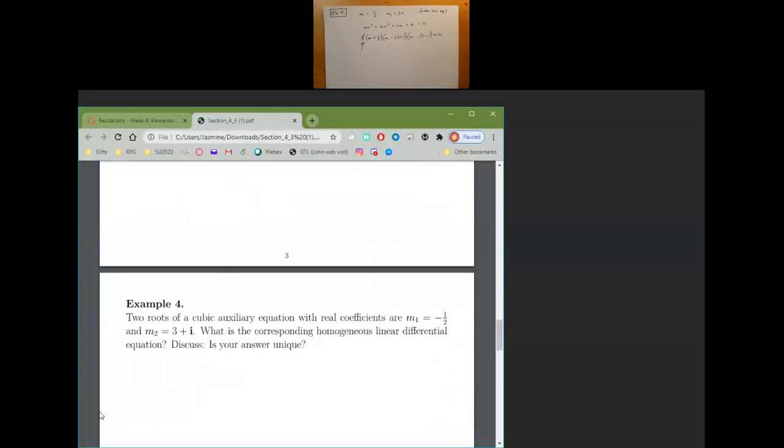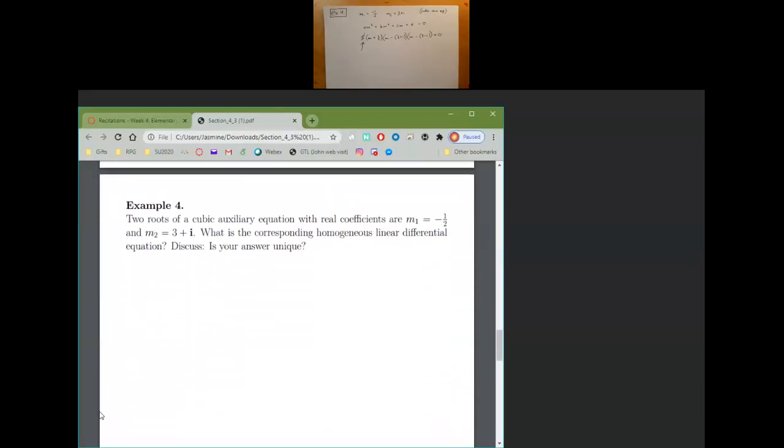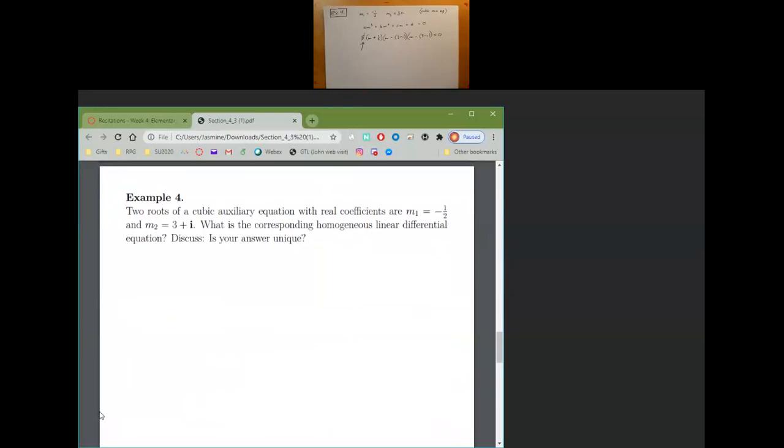We were working this. Yes, and is your answer unique? The only way it could be different is this coefficient out front. And so essentially, yes.